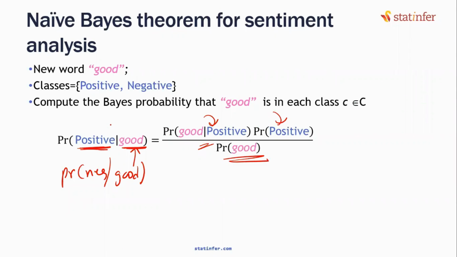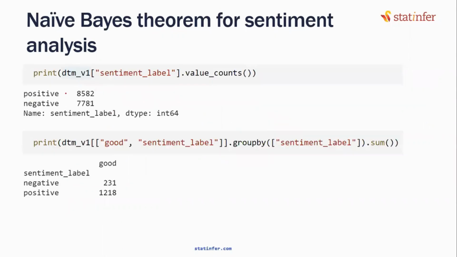Look at this, all of you, carefully. Let us suppose overall there are 8582 positive tweets. In fact, we are checking that in the real data itself, in our own data, there are 8582 positive tweets and 7781 negative tweets. Is it possible that the word good will appear in all these tweets? Do you think the word good is appearing in all these 8582 as well as 7781 tweets? Not necessarily. So if you check, good has appeared in positive tweets 1218 times.